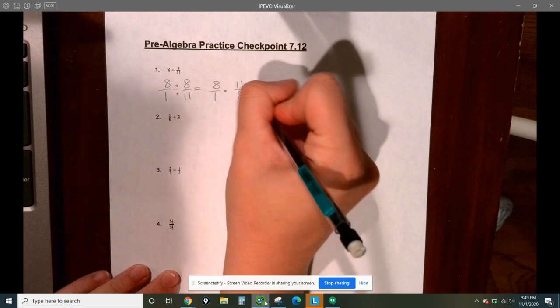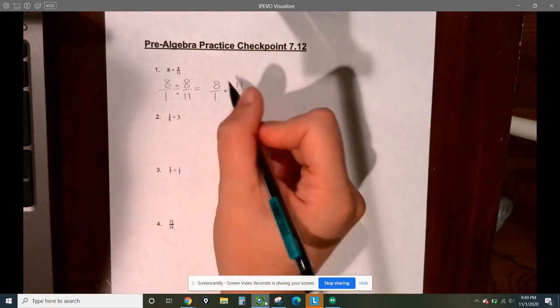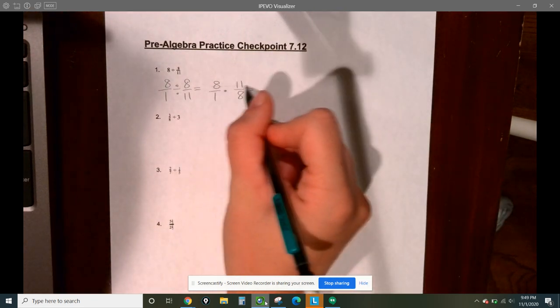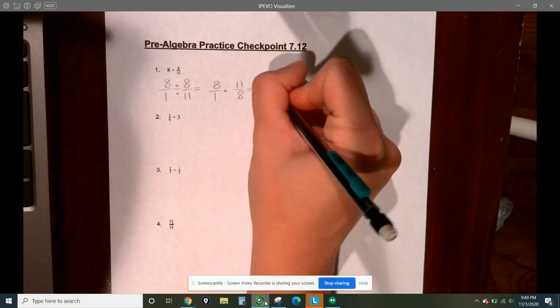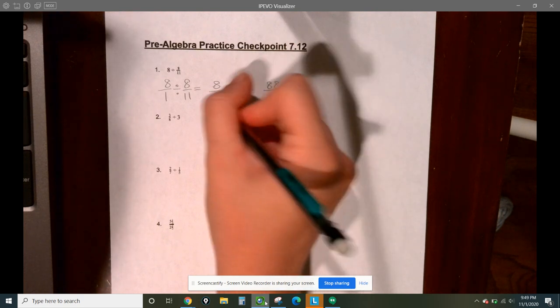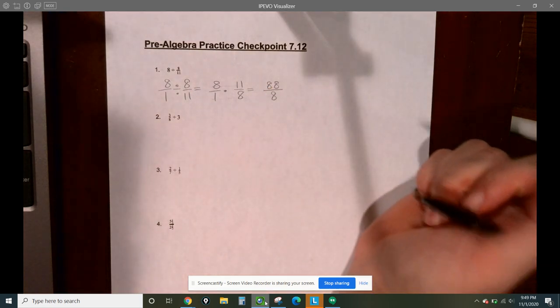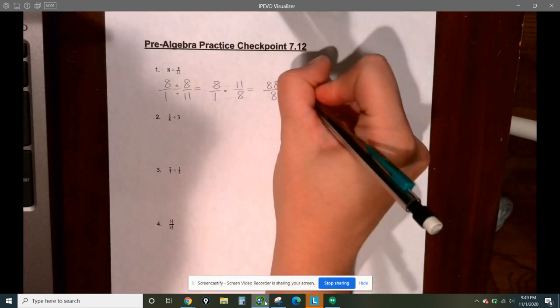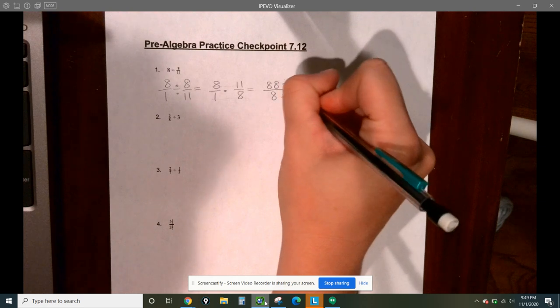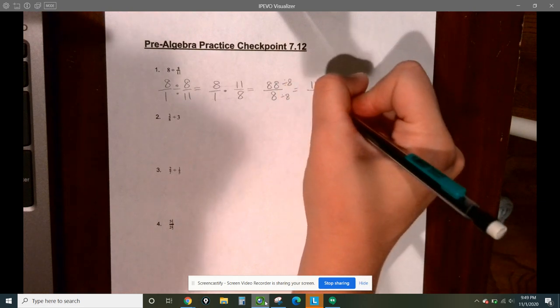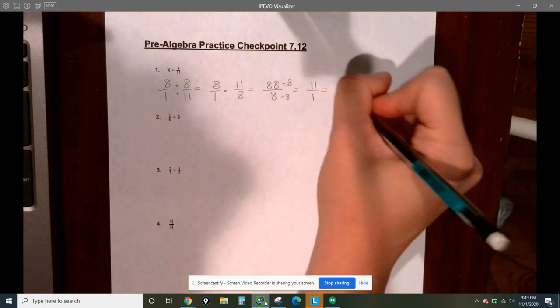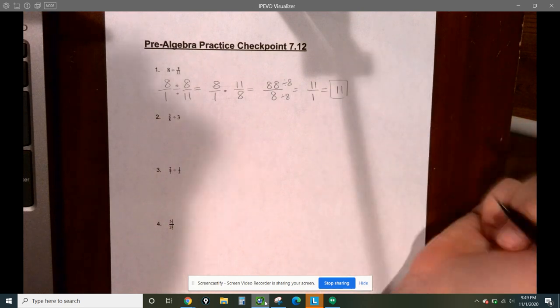So now I can multiply. And in the previous lesson, you learned about multiplying fractions. That's really easy. You just multiply the tops. So 8 times 11 is 88. Multiply the bottoms. 1 times 8 is 8. So 88 over 8. Well, I bet I could divide by 8 on top and bottom to simplify this a little bit. So I have 11 over 1, or the answer is just 11.